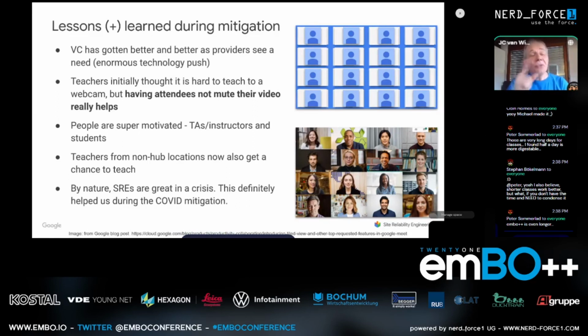And the good thing is also that people in London would normally not have a chance to teach because they would have to go to Dublin for that. And we have people in Dublin to teach. But now they also get a chance to teach because you can teach from anywhere. And one thing, by nature, SREs are good in a crisis. And this was a big crisis, is a big crisis, but having this mindset of triaging and mitigating and solving the problem really, really helped a lot.